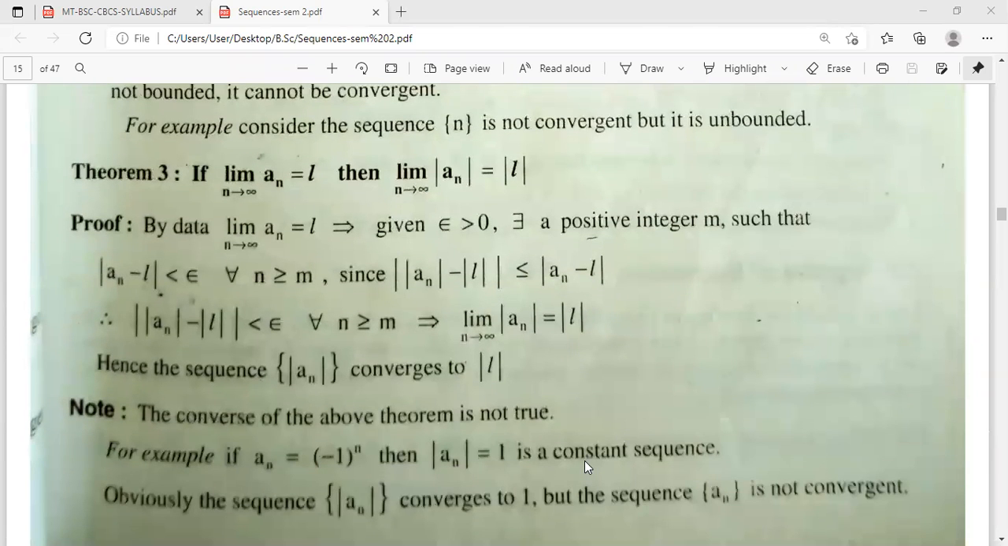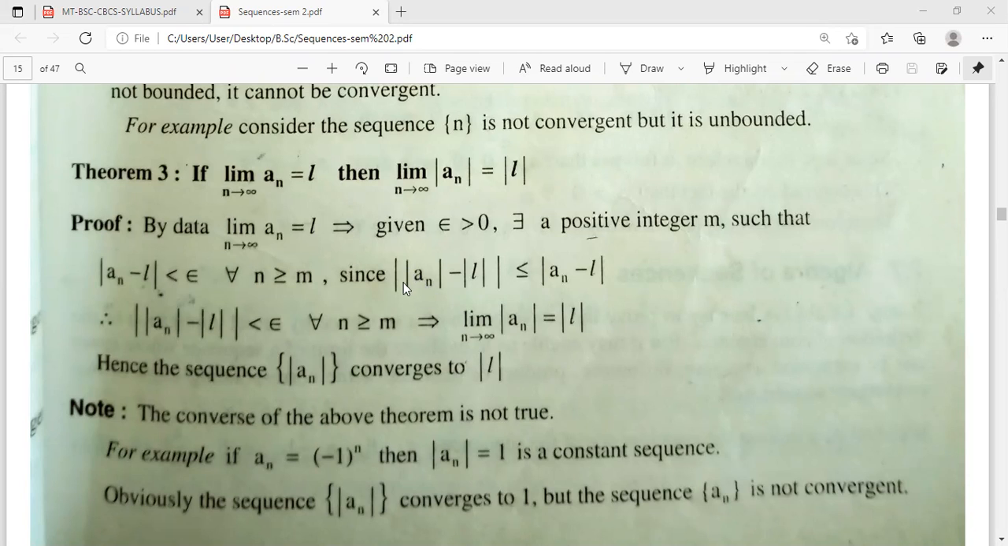Now the third theorem: if the limit of a_n as n tends to infinity is L, then the limit of modulus of a_n as n tends to infinity is modulus of L. Take the definition of the limit of the sequence again: given epsilon greater than 0, there exists a positive integer m such that modulus of a_n minus L is less than epsilon for every n greater than or equal to m. Now this is the problem.